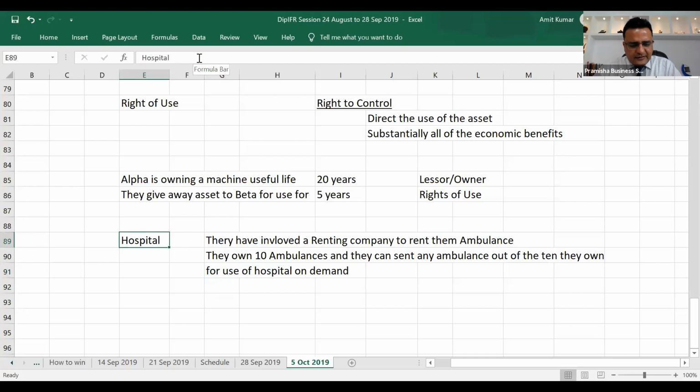Is there any right of use or control by the hospital in this arrangement? Is there any control, or is it simply a service by the renting company to the hospital? There is no leasing arrangement in this.